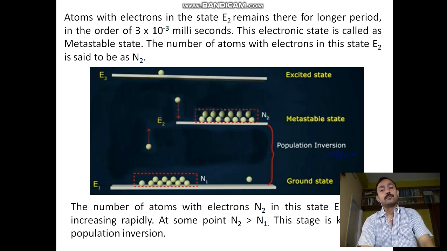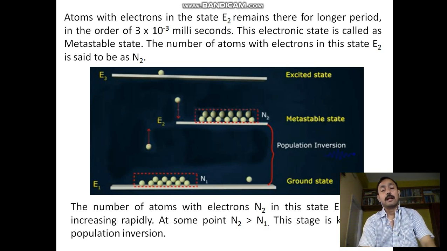The number of atoms with electrons N2 in this state E2 will be increasing rapidly. At some point, N2 becomes greater than N1. This stage is called population inversion. That means the number of atoms in the higher energy state is more than the number of atoms in the lower energy state.